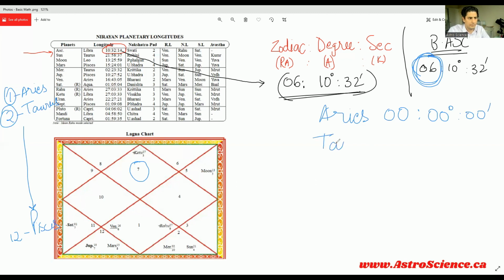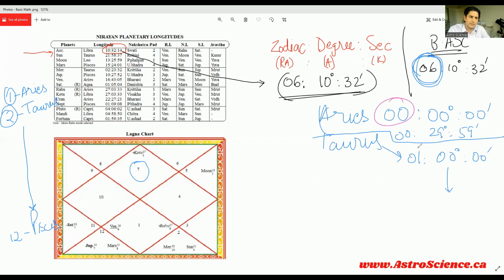And Taurus would start when Aries would end, at 29 degrees and 59 kala. That's where Aries will end, and Taurus will start at 0 degree and 0 kala. Hence, that's the reason why Aries is always written as 0, Taurus would always be written as 1. Gemini, the next sign, would be written as 2, and hence Libra is written as 7.